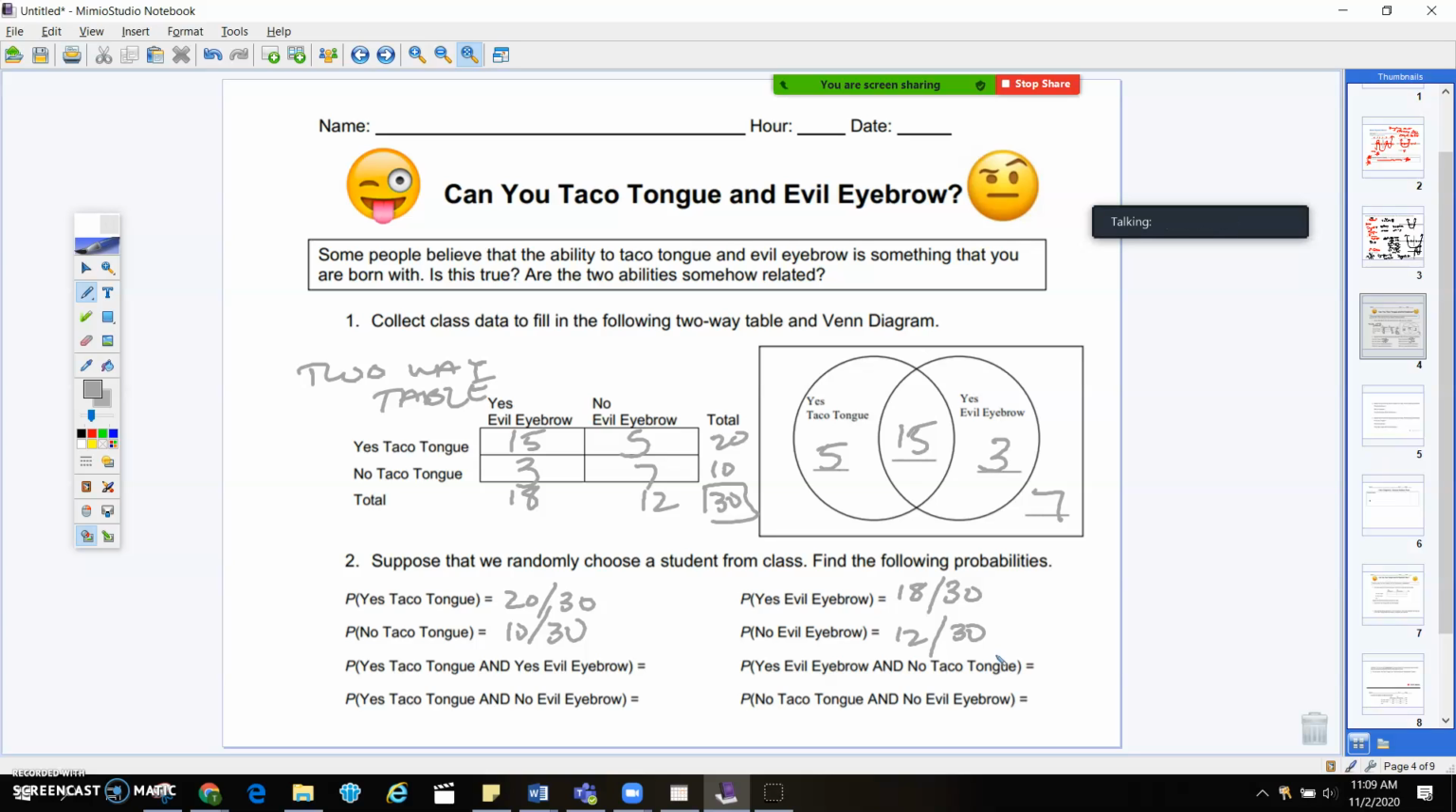Now, we're introducing this conjunction. We've got this "and," okay? "And" is going to be something where they both cross over. They have to have both conditions. It can't just be one or the other. So yes, they taco tongue, and yes, they evil eyebrow. So where do they both overlap? At 15, right? So this is going to be 15 out of 30.